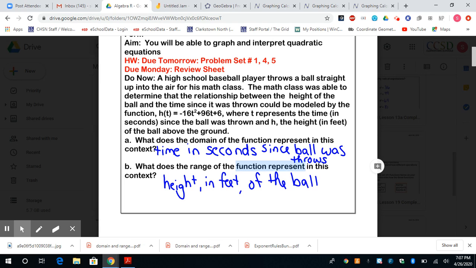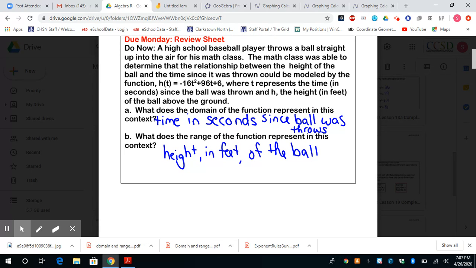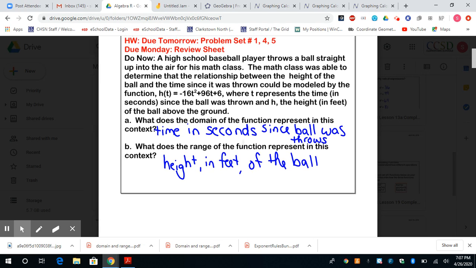Okay. All right. So looking at the first one, a high school baseball player throws a ball straight up into the air. I don't know why my music just started. Oh, my Apple Watch. I don't even know what happened.